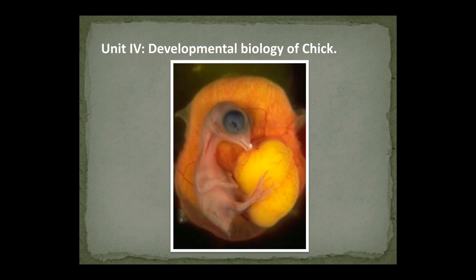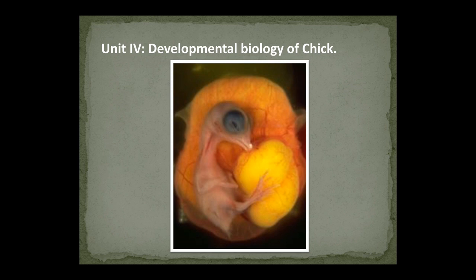Now if you see this picture, here's an embryo, a developing embryo, quite a grown developed embryo. The yellow thing you see over here is the yolk, and the red blood vessels are the yolk vessels or vitelline vessels, which are responsible for supplying food to the developing embryo.